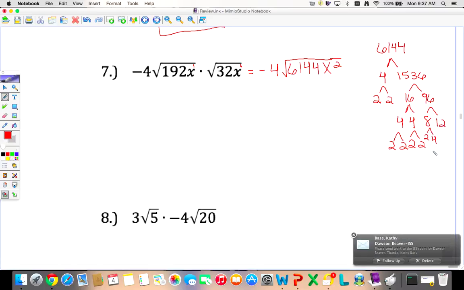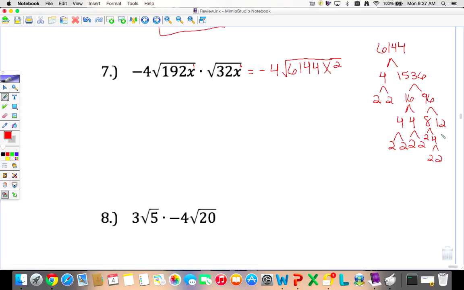96, I know I can do 8 and 12. That's 2 and 4. That's 2 and 2. And then my 12 is 3 and 4. And that will be 2 and 2. Okay, there we go. Lots of prime numbers here. I have 2, 2, 2, 2, 2, 2, 2, 2, 2, a 3, and 2 more 2's.